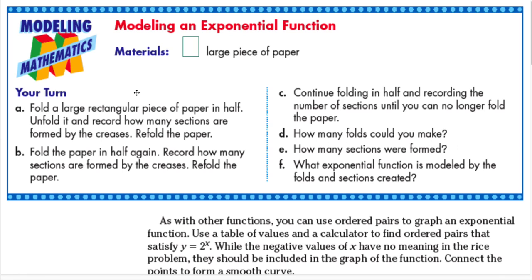And you can do this too. Fold a large rectangular piece of paper in half, unfold it and record how many sections are formed by the creases, and refold the paper. This is a modeling of an exponential function. Just get an 8.5 by 11 piece of paper, a white piece of paper will do. Fold it in half, unfold it and record how many sections are formed. If you fold it in half, you have two sections, and then refold the paper.